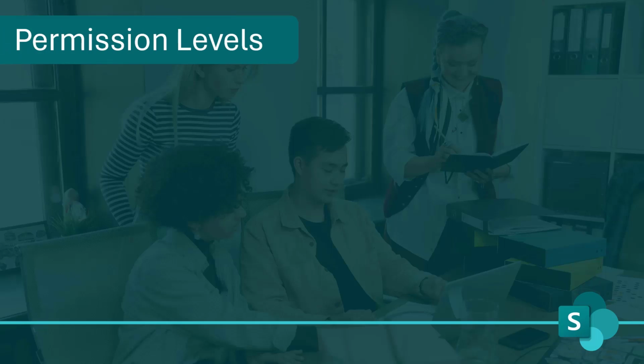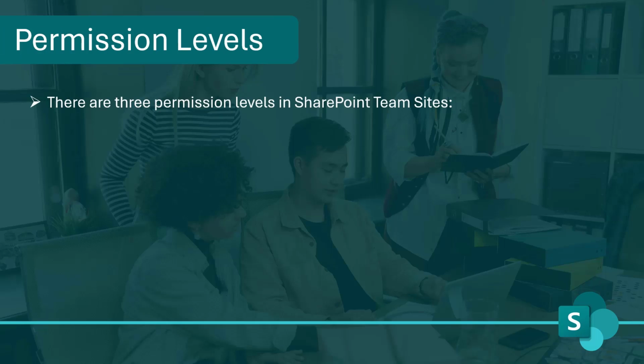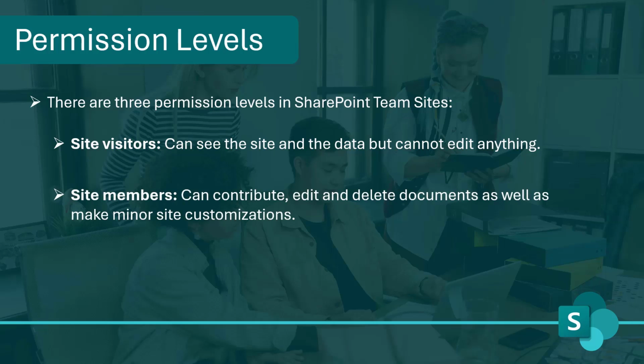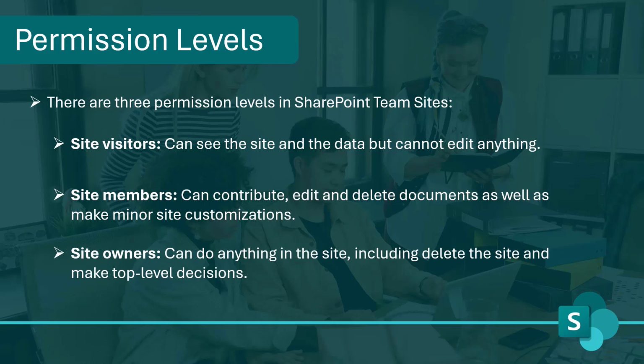So in every SharePoint site, there are 3 permission levels. The first one is site visitors. Now, site visitors can see the site, they can see the data, but they can't add or edit anything. The next level up is site members. Site members can contribute, edit, and delete documents. They can also do light customization to the design of the site. And then finally, right at the top of the tree, we have site owners.